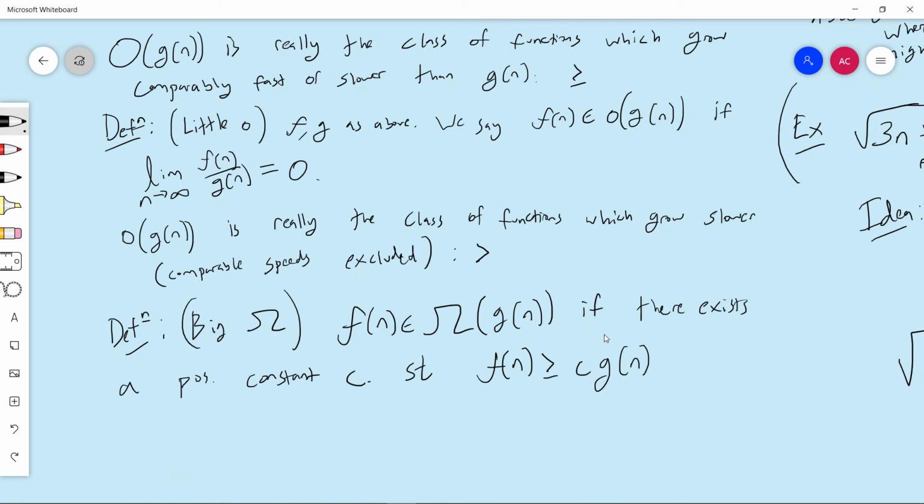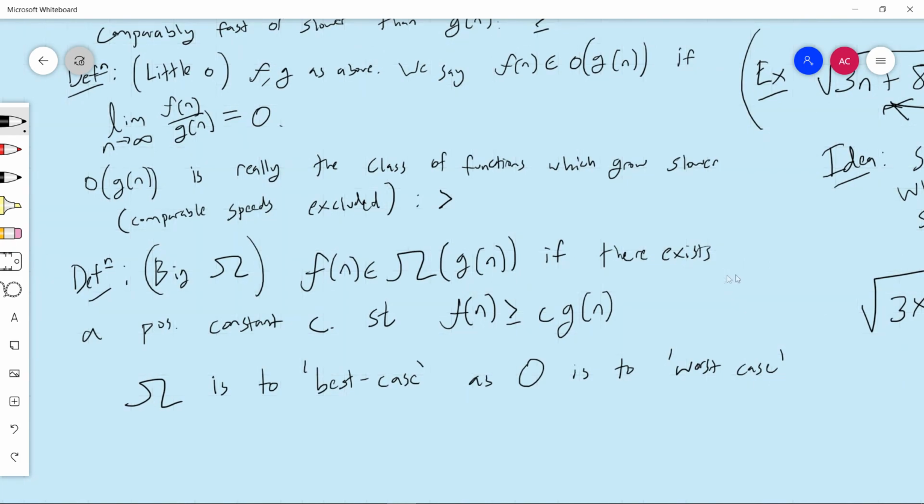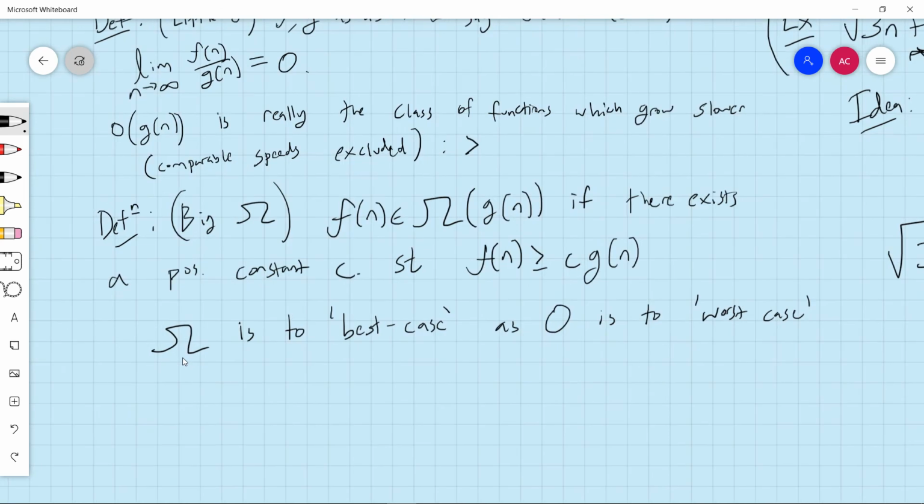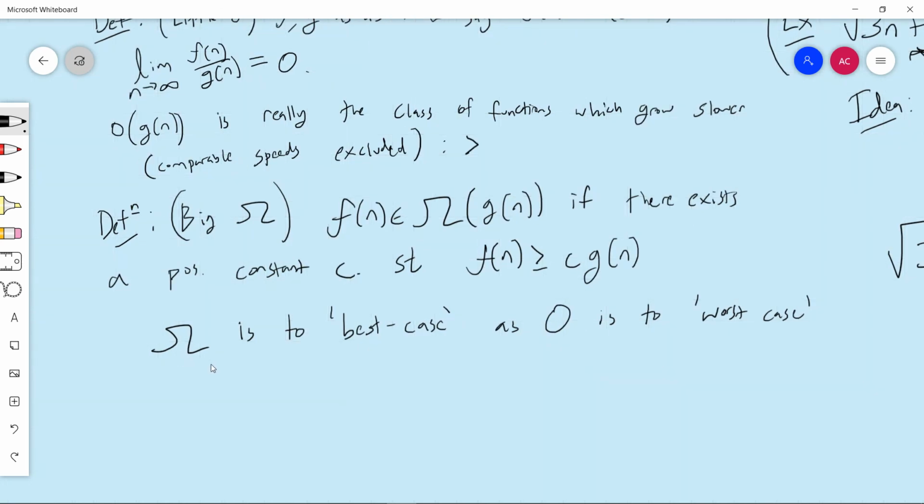So I should say omega is to best case as O is to worst case. That's how big omega is used, and that's why we do need to probably define it. This notation shows up very rarely because it's usually very hard to prove best case complexity. It's extremely rare and difficult to prove that an algorithm is optimal. There's very few cases of that.